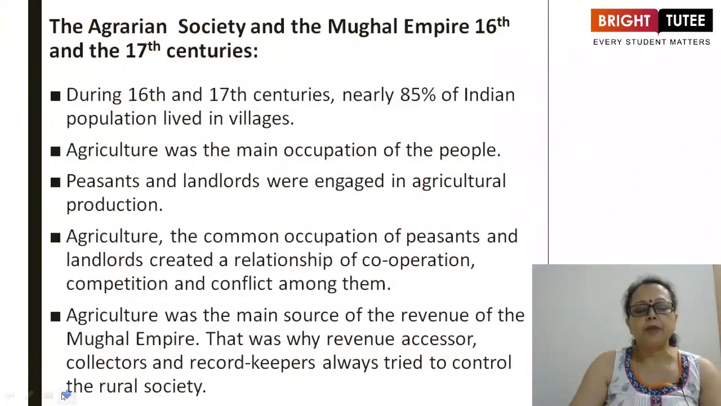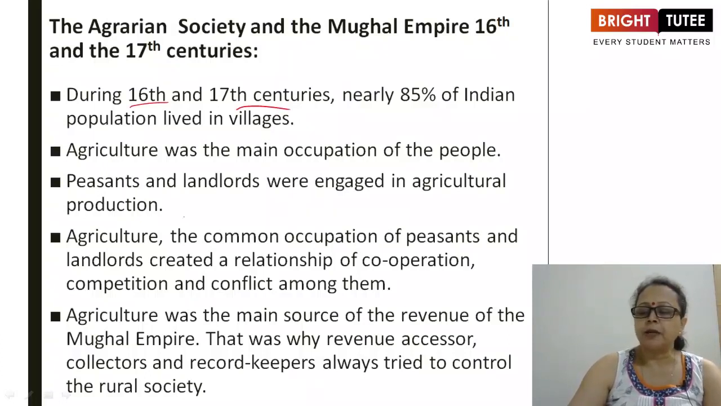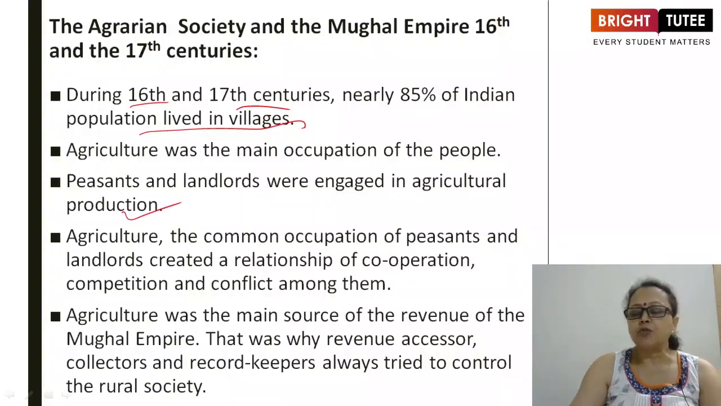After this recap, now we are coming to discuss the agrarian society and the Mughal Empire in the 16th and the 17th centuries. During the 16th and 17th centuries, nearly 85% of the Indian population lived in villages. Agriculture was the main occupation of the people. Peasants and landlords were engaged in agricultural production. Agriculture was the common occupation of peasants and landlords, and created a relationship of cooperation, competition, and conflict among them.